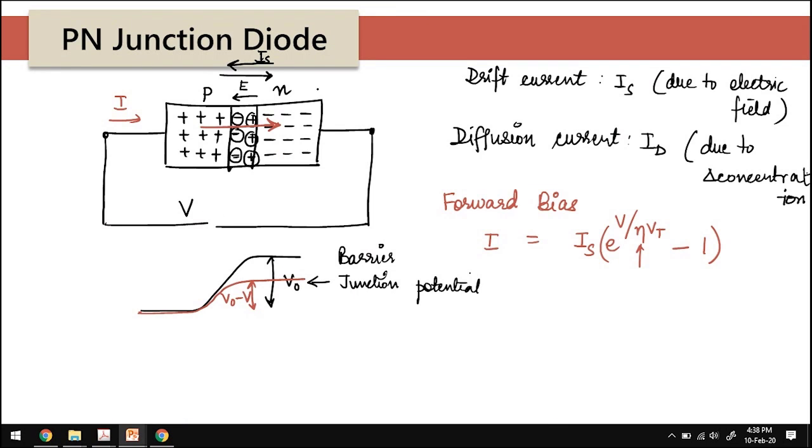If I change the polarity to this, what is going to happen? It's going to add to that potential and further not allow electrons to flow. So this kind of condition is called reverse bias.